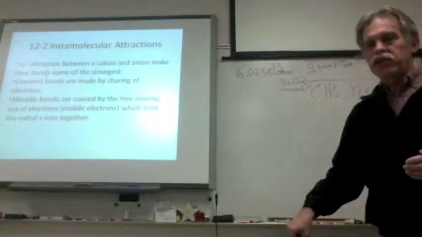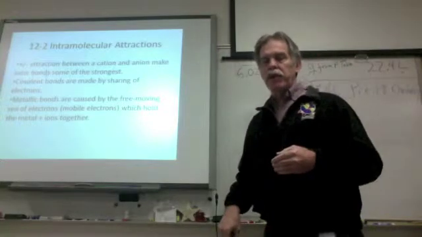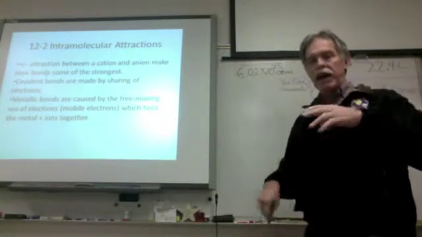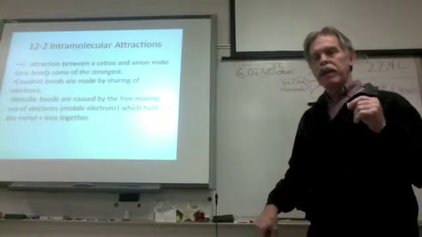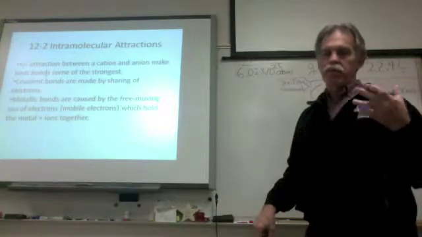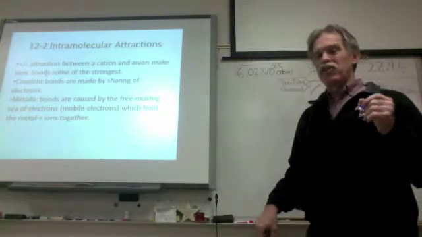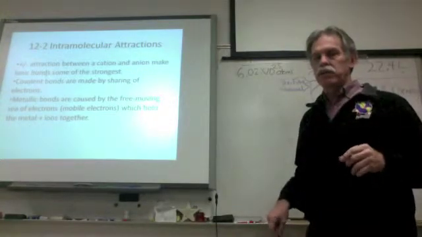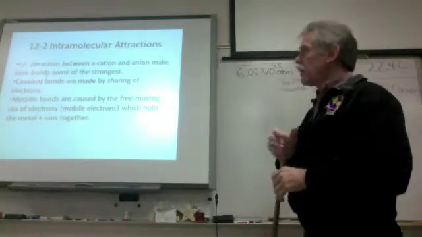Just a review about chapters 10 and 11. If you remember about ionic and molecular compounds, our two types of intra, which would mean inside of a molecule, would be ionic and molecular or covalent bonding. We're also going to talk about intermolecular, which means between two molecules. So like two separate waters, what makes those two waters stick together?